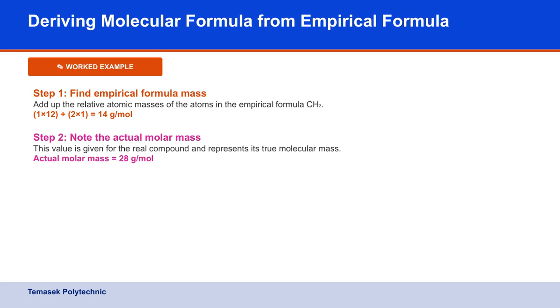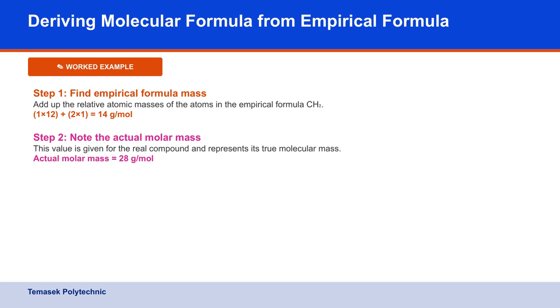All right, let us work through deriving a molecular formula from an empirical formula. We start by calculating the empirical formula mass of CH2. Carbon has a relative atomic mass of 12, and hydrogen is 1, so we get 1 times 12 plus 2 times 1, which gives us 14 grams per mole. Next, we note the actual molar mass of the real compound, which is given as 28 grams per mole. We will use these 2 values together in the next step to find the true molecular formula, so keep them handy.